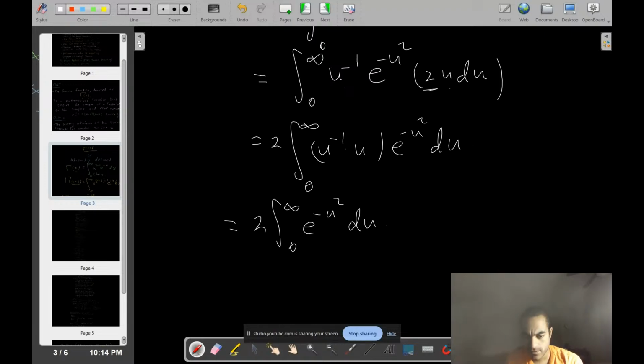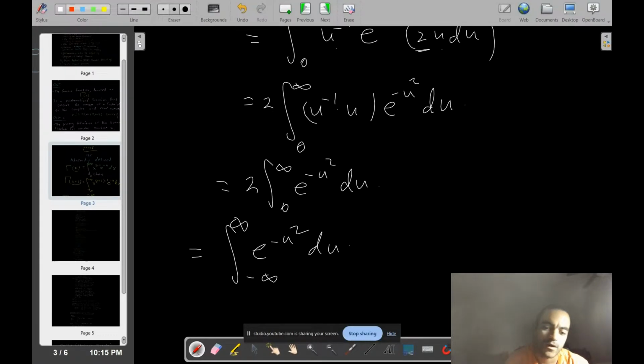Now this says twice the integral from 0 to infinity. So this automatically means that this is equivalent to the improper integral from minus infinity to infinity of e to the negative u squared du. This is an integral property that I'm using. Twice the integral from 0 to infinity is, by an integral property, the integral from minus infinity to infinity. And there's a reason why I wanted to write it like this as opposed to having the 2 times the integral from 0 to infinity.